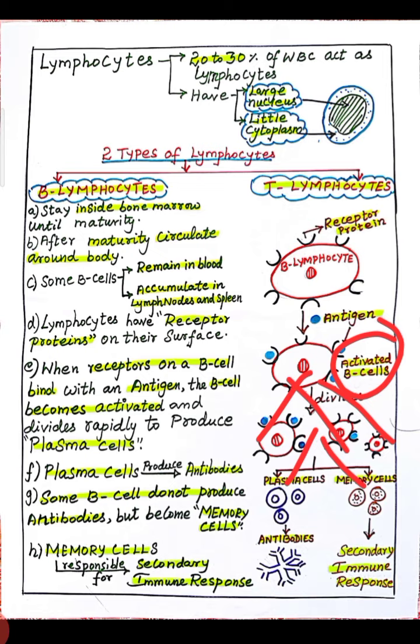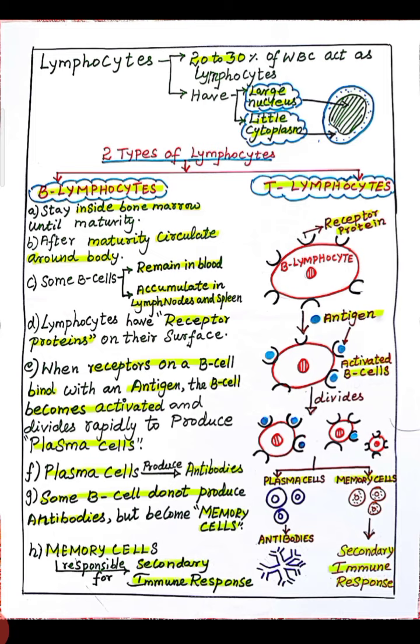Plasma cells start to produce antibodies. Some B cells do not produce antibodies. Those B cells become memory cells. They play a vital role in the secondary immune response. Shall we recap it again?